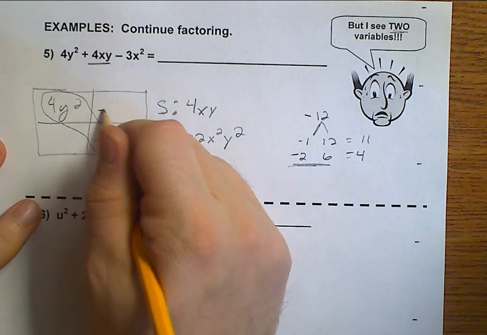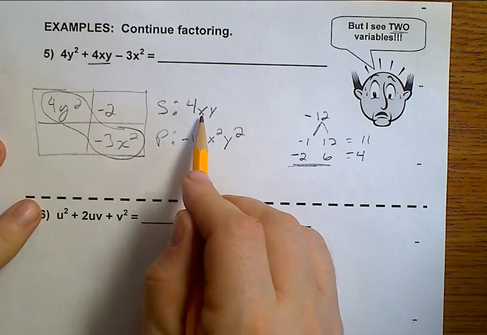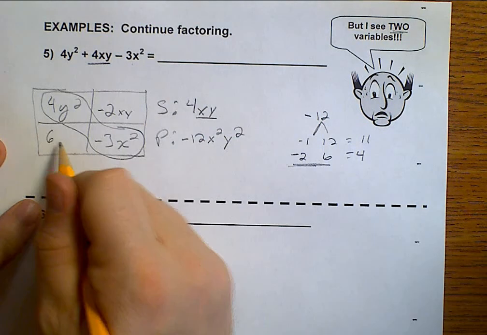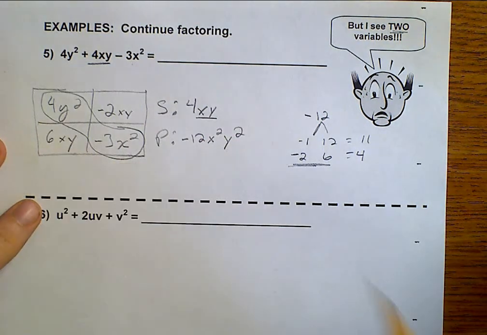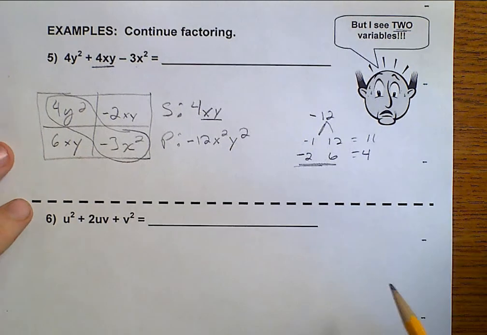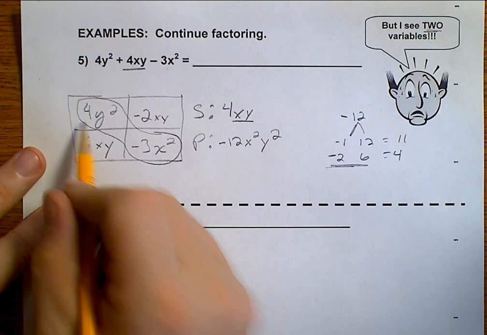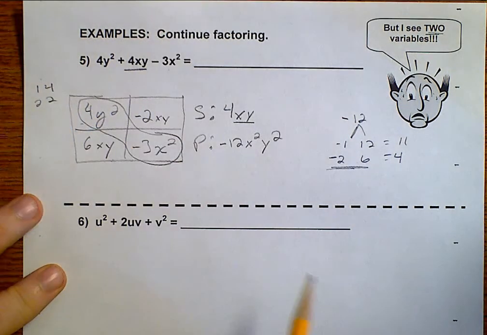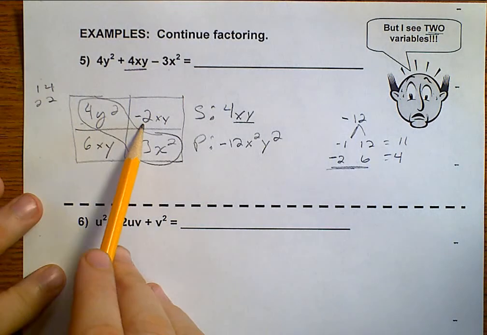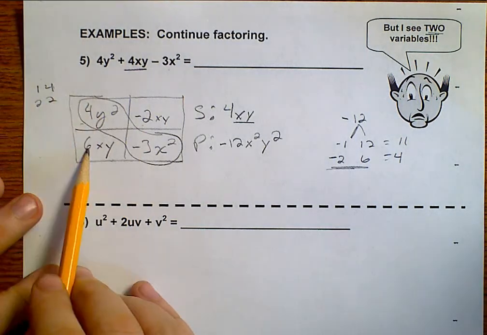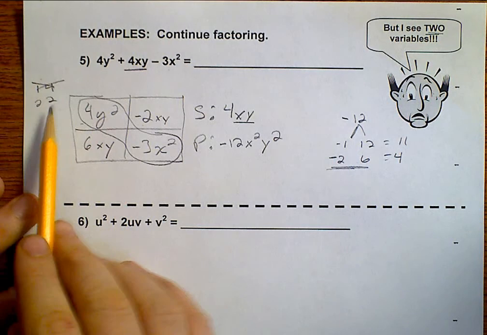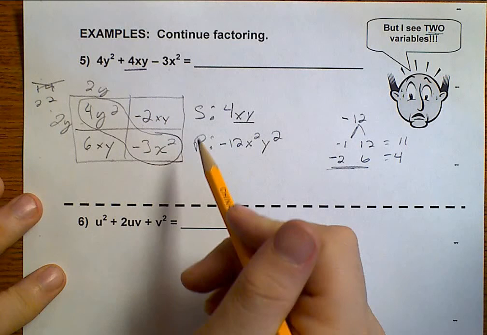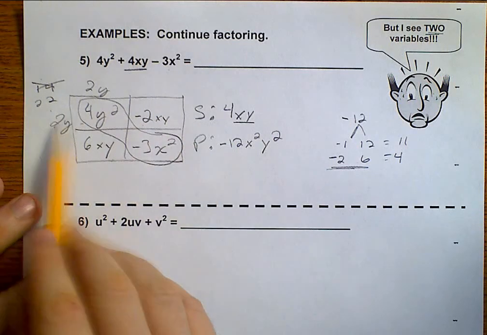So negative 2, this time my letters are xy. And 6xy. So now we look at this, and how do I get 4y? Well, I can do 1 and 4, or 2 and 2. Well, let's check the 4. 4 will not give me 2, and the 4 will not give me 6. So it must be 2y and 2y.